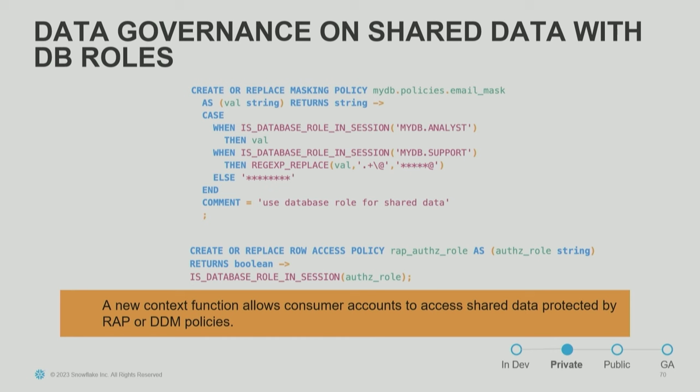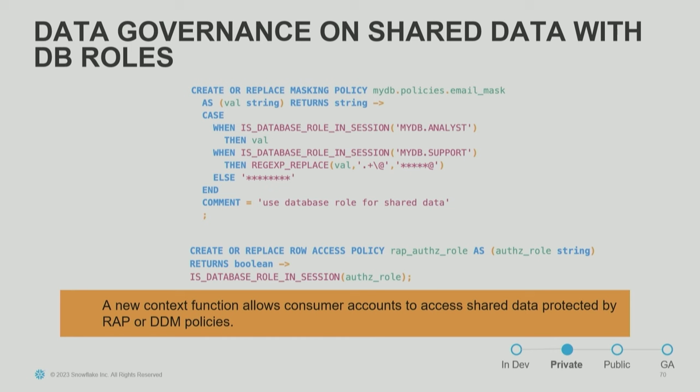And then the data consumer will go and use those in their environment to be matched, and then the proper data masking policy, row access policy will be applied. And that will be thanks to this new context function that we called is database role in session, right? And that will be matched in the execution context of the consumer. And then you will see what you are allowed to see as set by the data app provider.